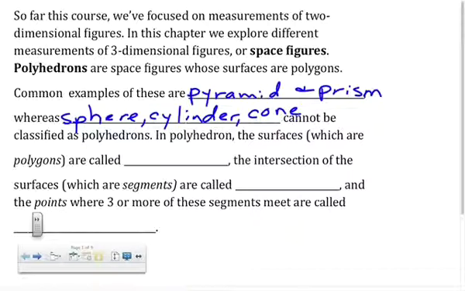So, as I mentioned before, in a polyhedron, the surfaces are all polygons. The surfaces are called faces of the polyhedron. The intersection of those surfaces are called edges, and the points where three or more of them meet are vertices. Yes, good.